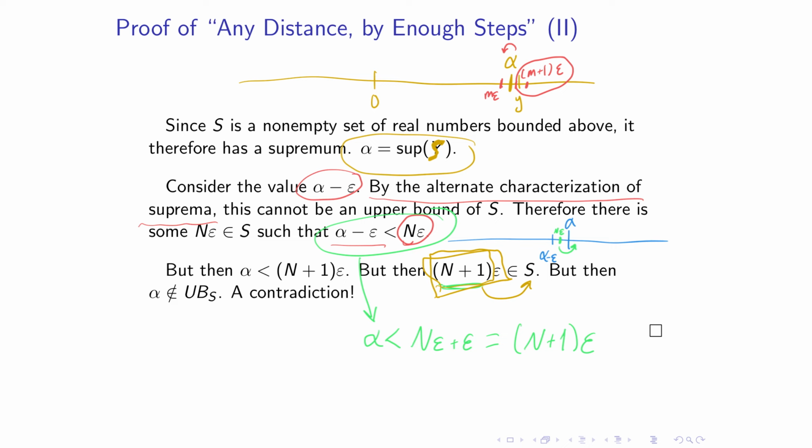So because n is a natural number, therefore n plus 1 is a natural number, therefore this element is in the set S by definition. Now, because we have constructed this value, which is bigger than alpha and in the set S, therefore alpha is not an upper bound on the set S, but it was defined in the first place as the supremum, meaning that it is an upper bound. Okay, we have a contradiction and the proof is complete.